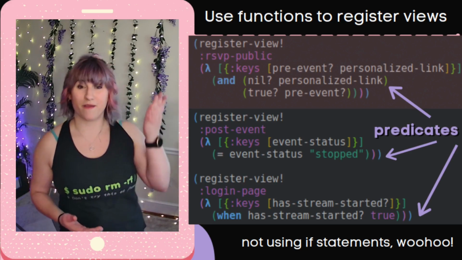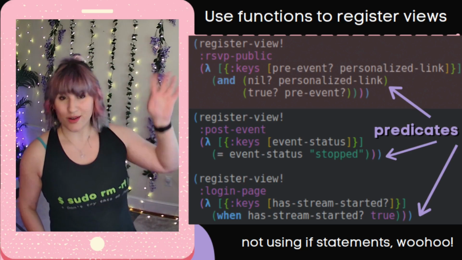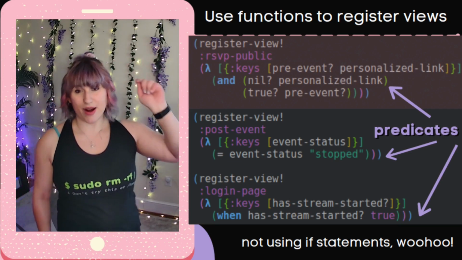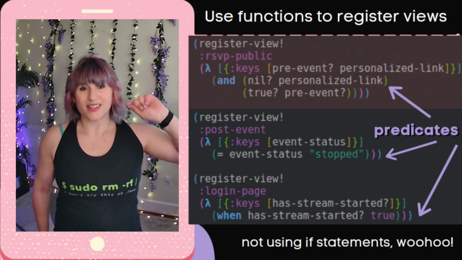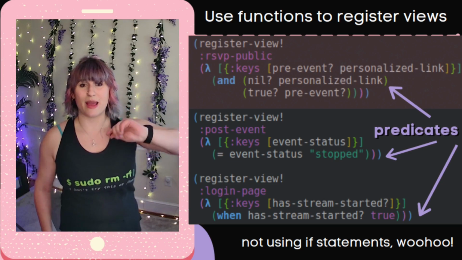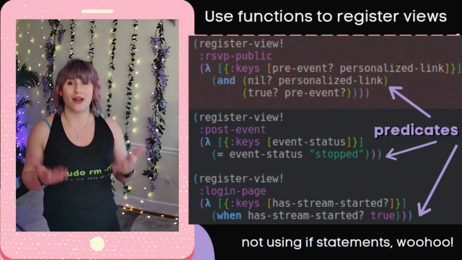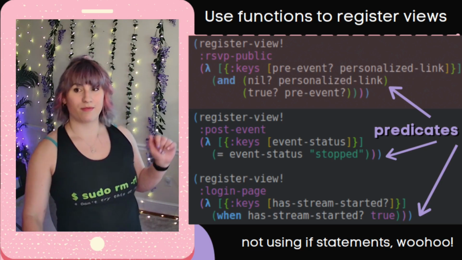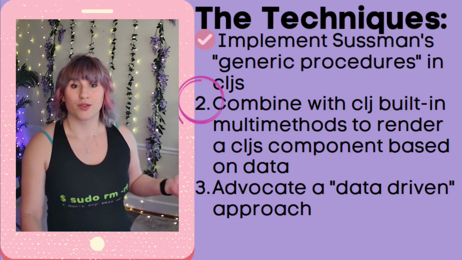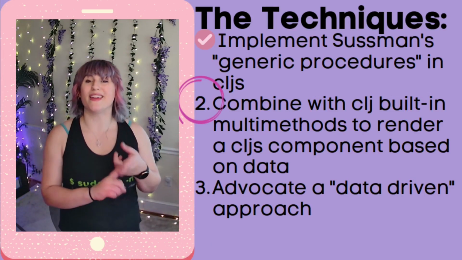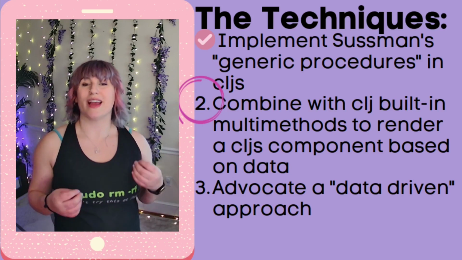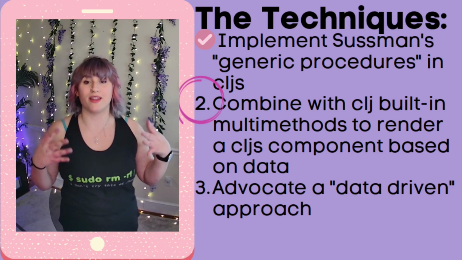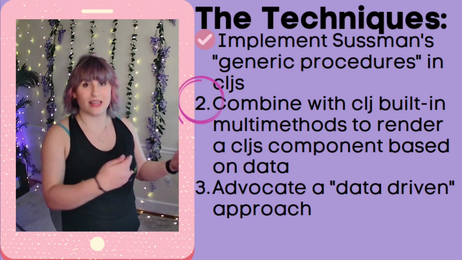Here we see an example of register view in action. Notice the visual similarity between register view and defmethod. Register view takes a keyword and a predicate function as arguments. Some of you may already be connecting the dots that this is a way to create a multi-method dispatch function with runtime dynamic behavior instead of a big ugly cond statement. All right, so that was easy. We've implemented a generic procedure. And now we'll see how to accomplish dynamic page views by combining this with the flexible multi-method dispatch function with Clojure's built-in multimethods.